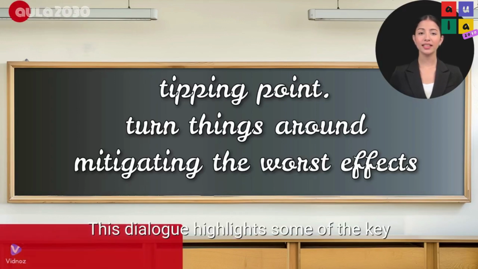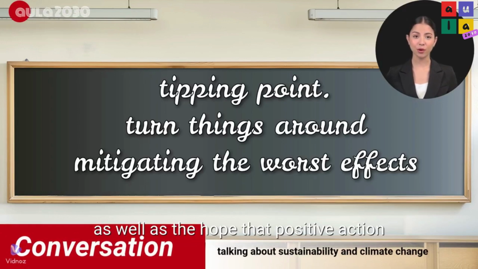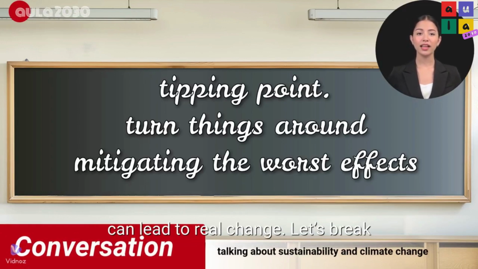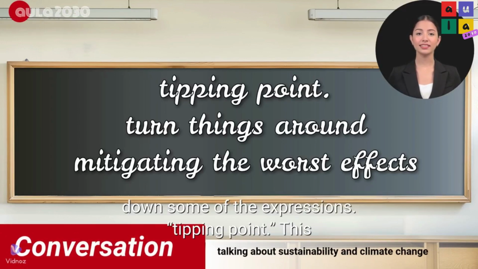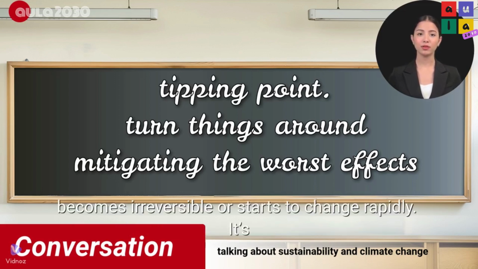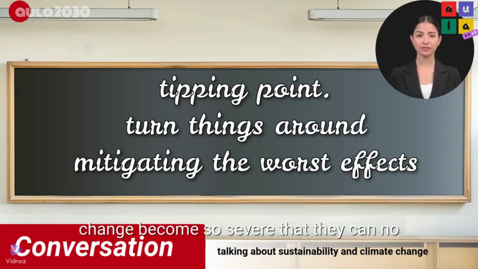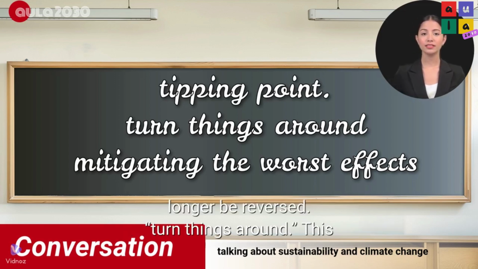This dialogue highlights some of the key challenges we face today, as well as the hope that positive action can lead to real change. Let's break down some of the expressions. Tipping point. This refers to a critical moment when a situation becomes irreversible or starts to change rapidly. It's the point at which the effects of climate change become so severe that they can no longer be reversed.